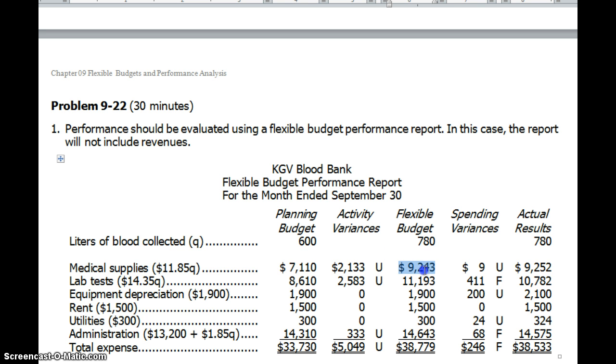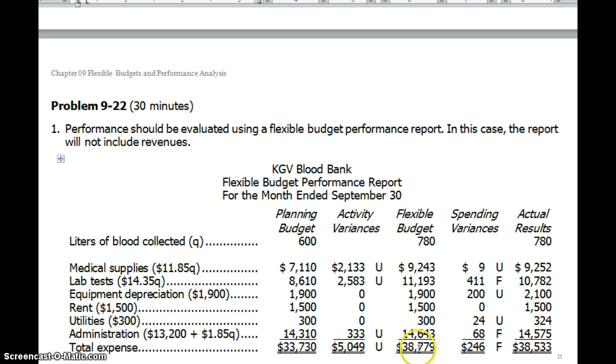When you use the formulas given, you go right down the line. You take 780 liters of blood multiplied by $11.85 per quart, or per quantity, and you end up with $9,243 of medical supplies. Lab tests are $14.35 per unit, multiplied by 780, $11,193. Depreciation, a fixed cost, $1,900. Rent, a fixed cost, $1,500. Utilities in this case are fixed at $300. Administration costs are $13,200 plus $1.85 per unit. This mixed cost ends up being $14,643.